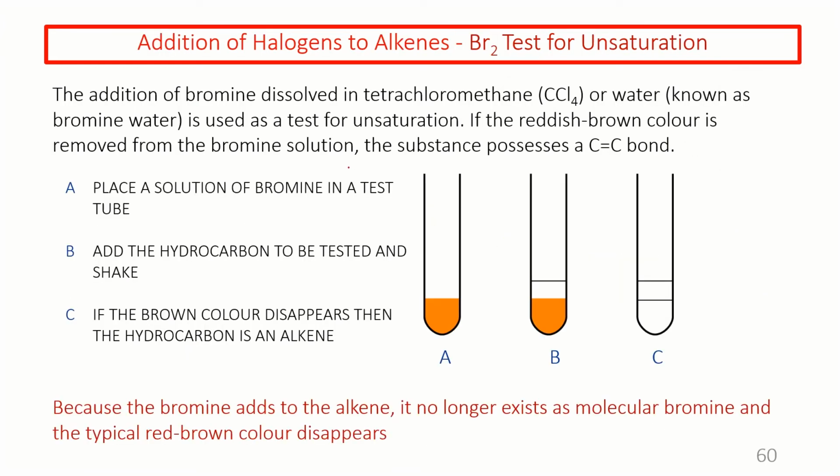There's a simple test for alkenes, actually, and this is to react bromine with the substrate. If the bromine disappears, we know that we have a double bond present in the mixture.